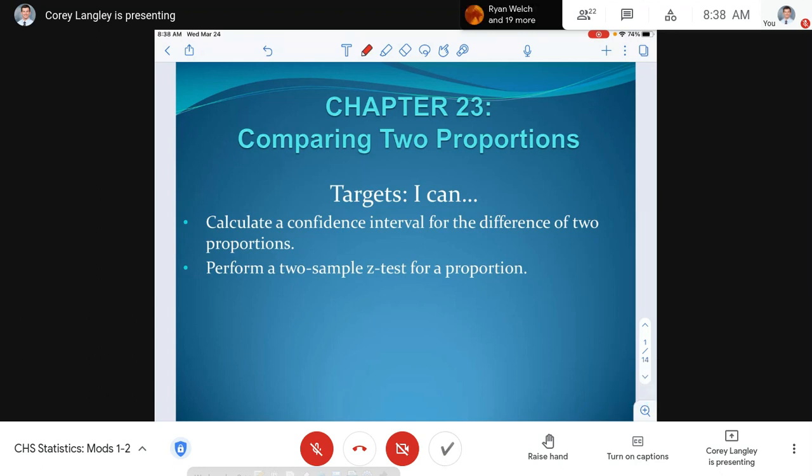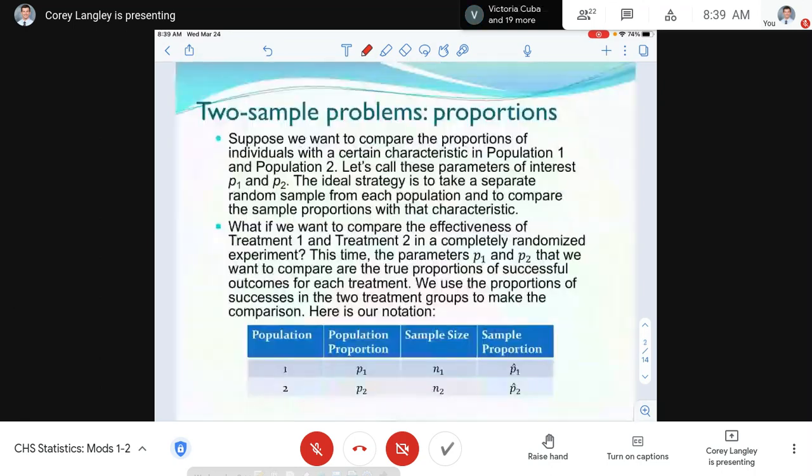We can see our two targets, pretty consistent with what we've been doing in the last several weeks. Calculate a confidence interval for the difference of two proportions and that two sample z-test for a proportion. Our first few slides are a little bit wordy here, just giving us the background to what we're doing.